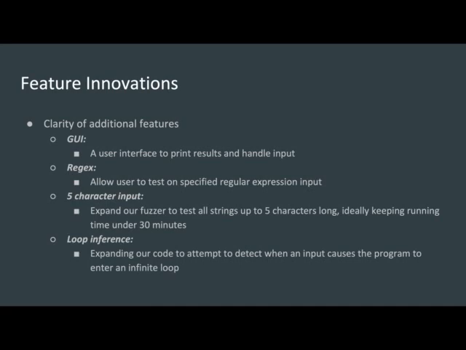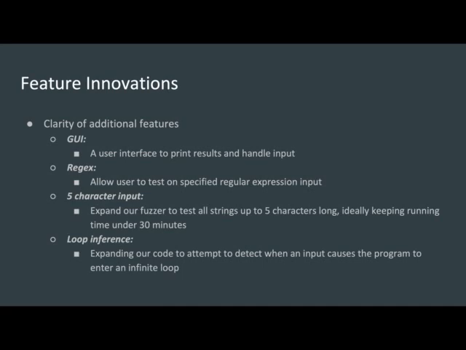Our second additional feature was expanding our fuzzer to run tests on strings of up to length 5. Ideally, we would like all of these tests to complete in under 30 minutes. Our group did expand the fuzzer to generate and test these longer input strings, but we didn't quite get there with the runtime. Even with multi-threading implemented, 5-character input generation and testing does take longer than 30 minutes, since our fuzzer needs to test every input to find all arguments that crash the source program.